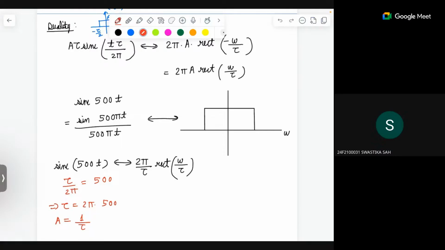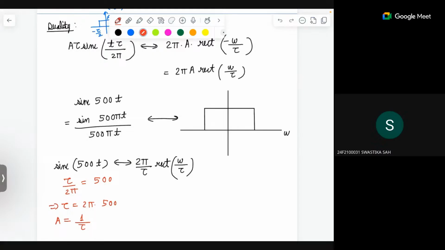So now 2 pi comes as it is. A was equal to 1 upon tau from here, so tau in division. Is this clear? Yes, ma'am. Now simply rect omega by tau. So this is what we have as the Fourier transform. Is this clear? Yes, ma'am. Got it.